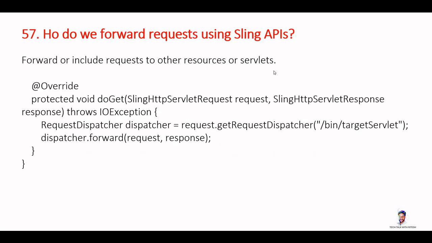Okay, how do we forward a request using Sling APIs? We just saw that earlier, but again, forward or include the request to other resources or servlets, right? How do we do that? We have the Sling HTTP servlet request and response. So with the help of the request dispatcher class, from the request we get the request dispatcher, and whatever the target servlet is, we pass it and get that servlet object here, and then with the help of this dispatcher we forward this request to the target servlet.